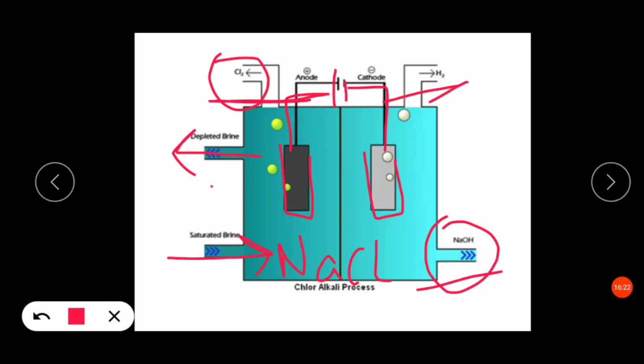Now NaOH is collected from here, chlorine is collected, and hydrogen is also collected. Nothing is getting wasted, and all three products are used for different work. This process is called the chlor-alkali process. Why is it called that? Chlor is for chlorine, alkali is for NaOH. So chlorine is also produced and NaOH is also produced, therefore it is called the chlor-alkali process.